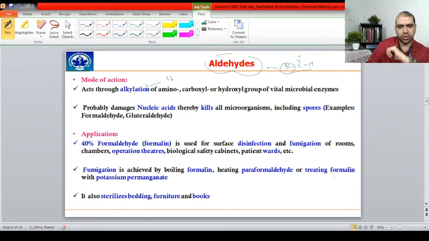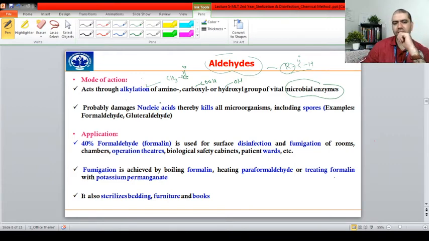Alkylation is putting this group onto the amino endings, like C double bond O negative. So it adds a negative charge here, and it can do this on the amino acids, on your carboxyl, COOH, or hydroxyl groups of any microbial enzyme. Once alkylation takes place, your enzymes don't work properly, and this leads to their killing.